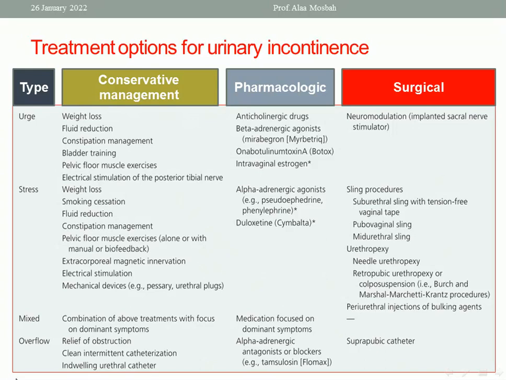As regards conservative management, relief of obstruction, clean intermittent catheterization, and the indwelling urethral catheter. Okay? What is the pharmacologic treatment? Medication, alpha-adrenergic antagonist, or blockers, like tamsulosin. Okay? What is the surgical treatment for overflow? Sometimes you may need suprapubic catheter, but it is rarely needed. Okay? This is the last slide.